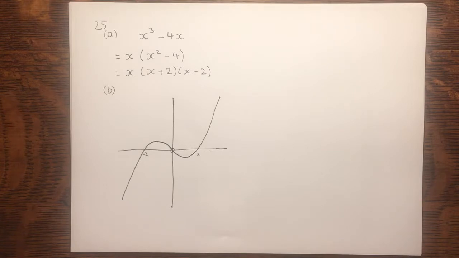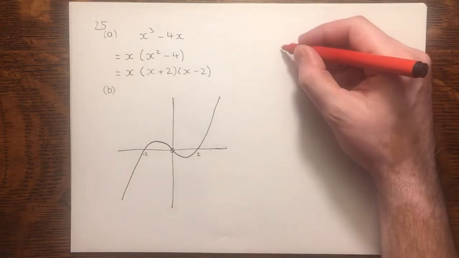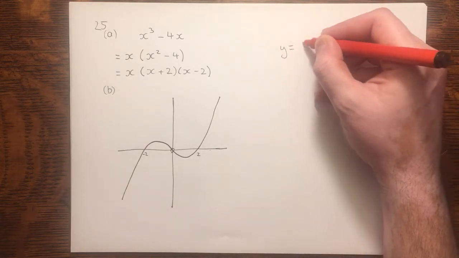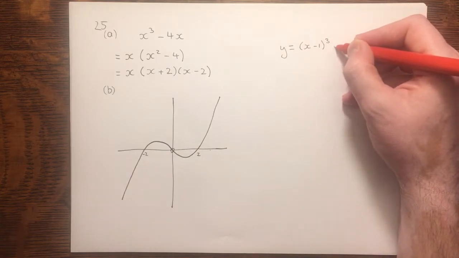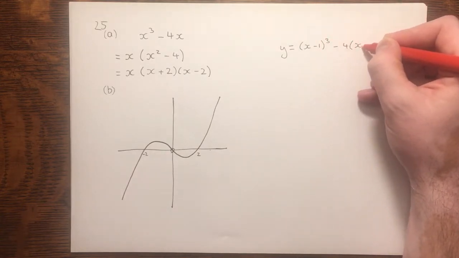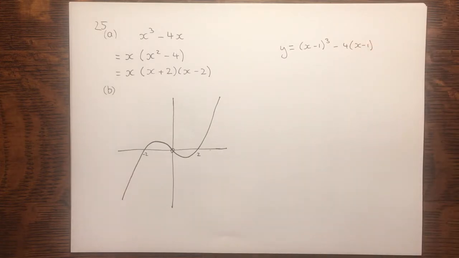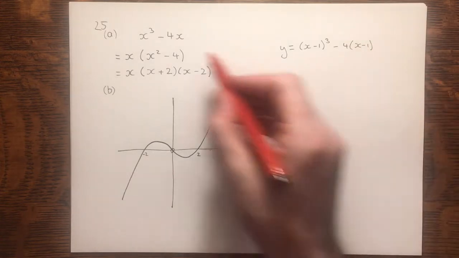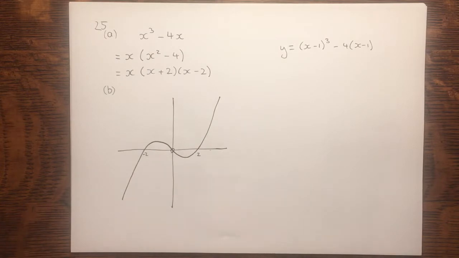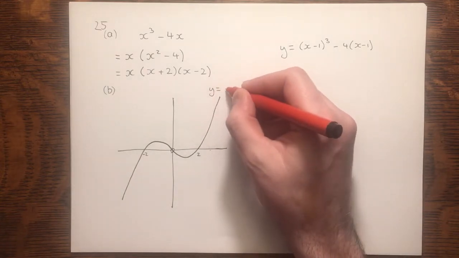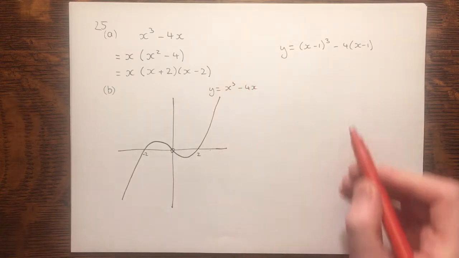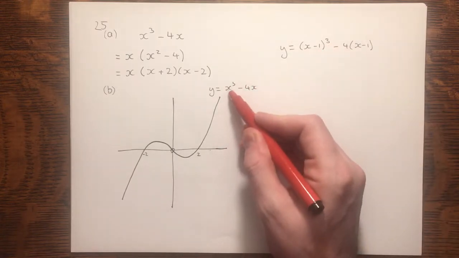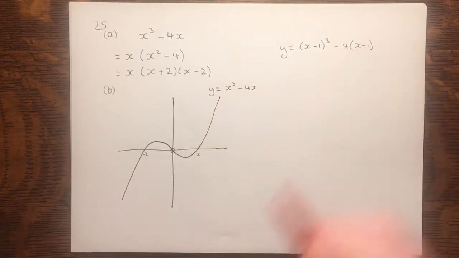In part C, we're asked, on a separate diagram, sketch the curve with the equation y equals (x minus 1) cubed minus 4(x minus 1). Now, this is very similar to what we had here. This equation, y equals x cubed minus 4x. We've got something cubed, minus 4 lots of something.